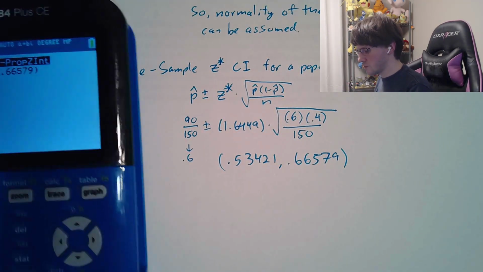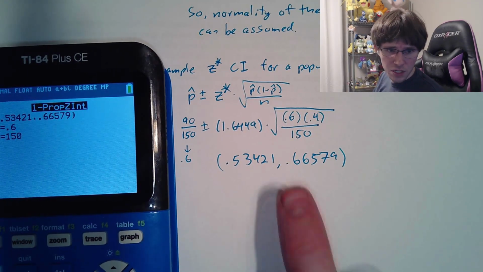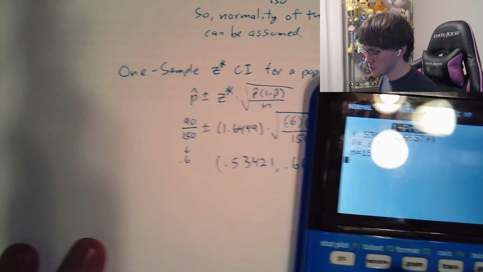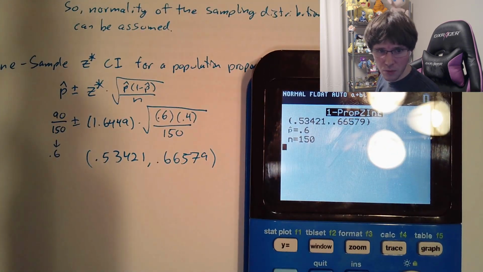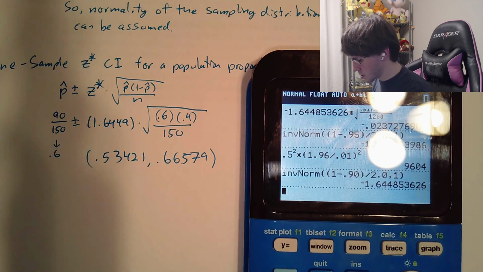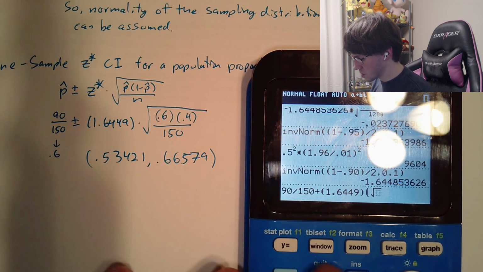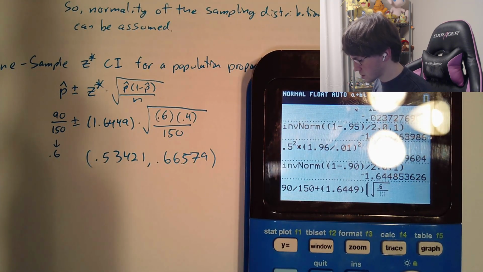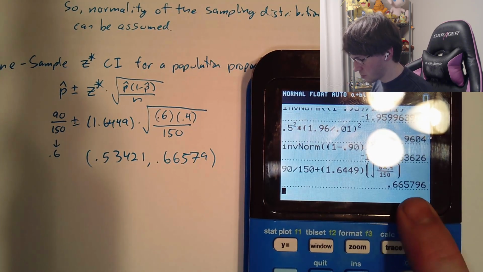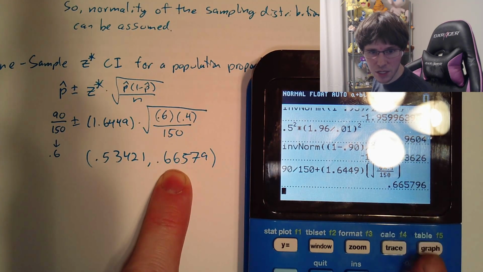You can skip a tiny bit ahead if you want, but I'm going to double check and prove to everyone this is exactly the same thing as if we had typed all that in ourselves, just so we don't waste time normally. If I were to type all this in, 90 divided by 150, and then I added 1.6449 times the big square root with the fraction of 0.6 times 0.4 divided by 150, I get 0.65579. Notice I get exactly the same number.